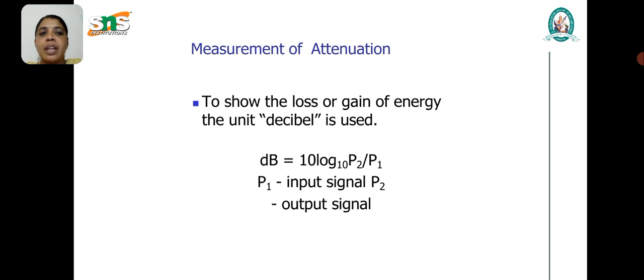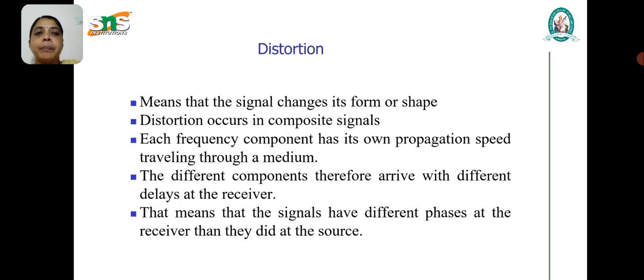This shows the calculation of the attenuation. To measure the loss or gain of energy, we calculate the attenuation using decibels. Decibels equals 10 times log10 of P2 by P1, where P2 is the output signal and P1 is the input signal.